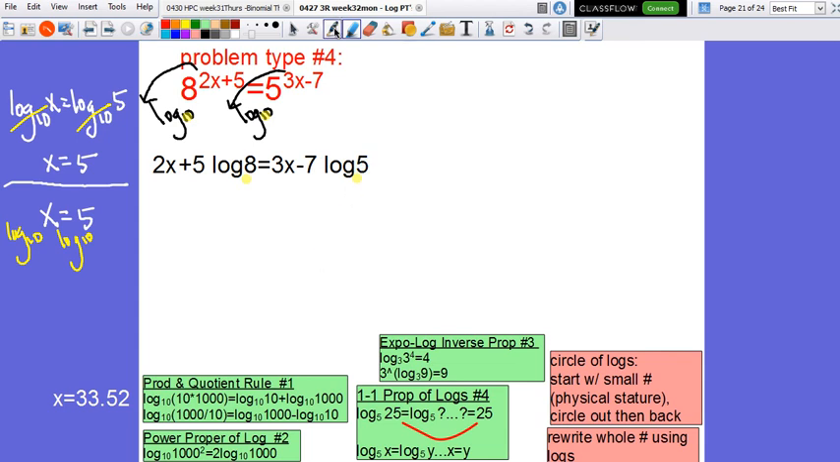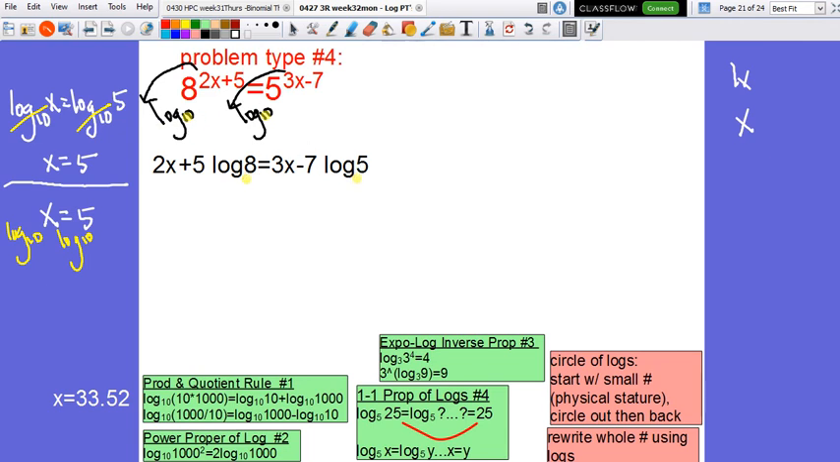The same idea goes for 1x, or you can write just x, because if you write x, the 1 is invisible. Just like if you write nothing on the bottom here, the 10 is invisible. And that goes for all the problems that have to do with problem type 4. I'm going to leave it invisible here because we're going to be using log base 10.